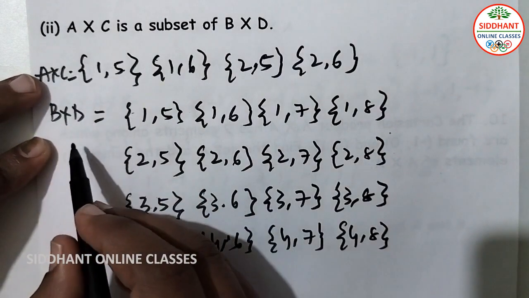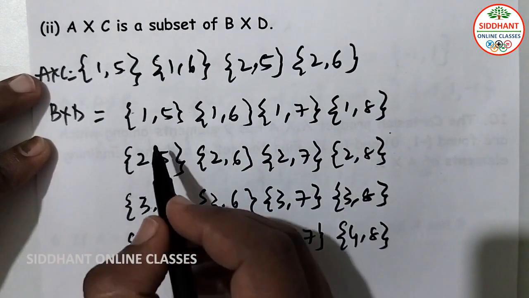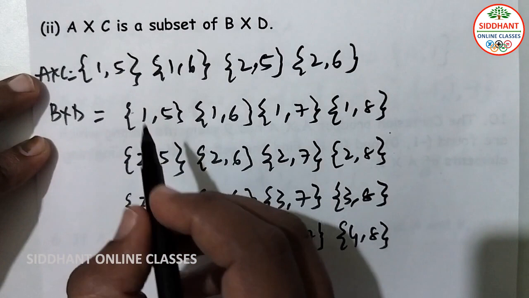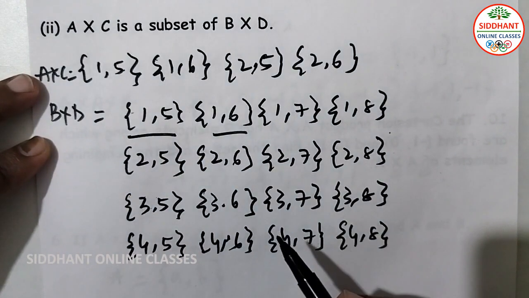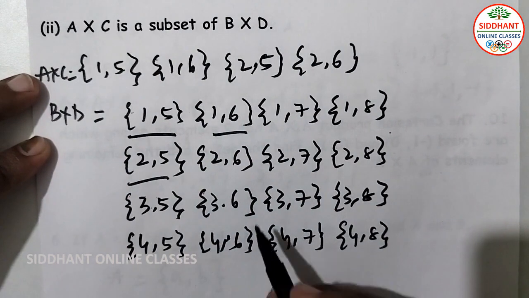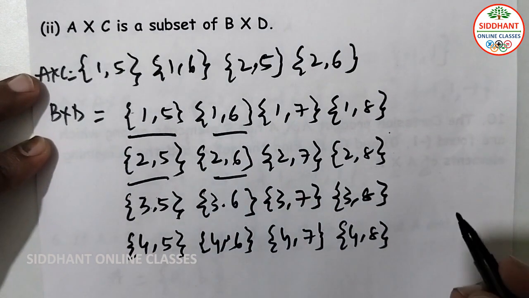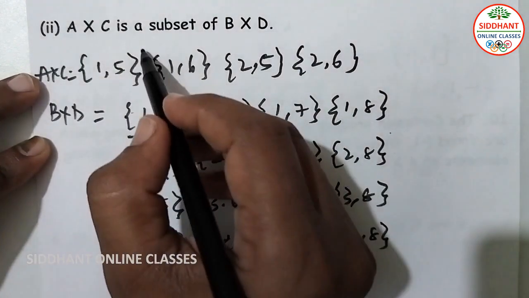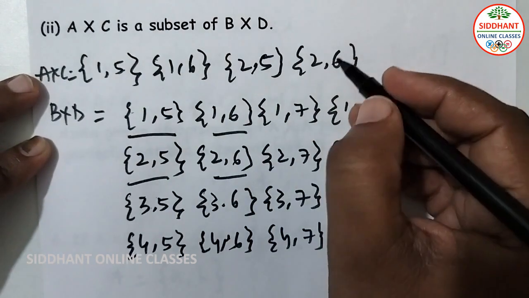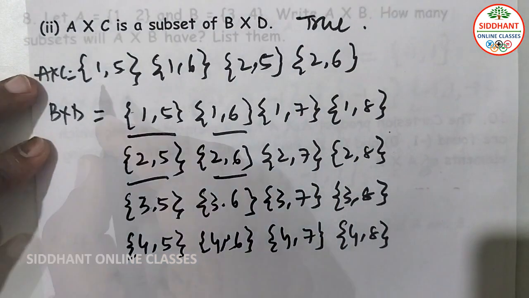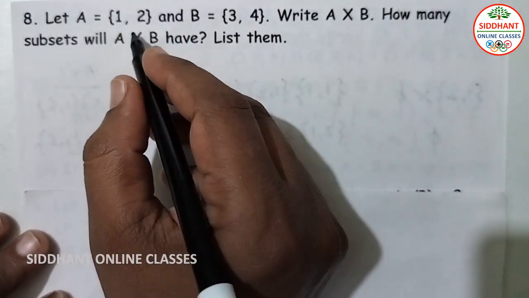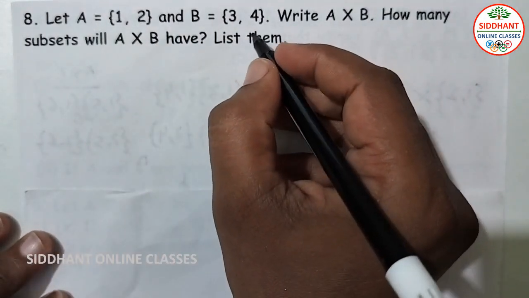So A cross B is a subset of B cross D. We have to check. So A cross B 1, 5. Here we can see the element 1, 6. 2, 5 we can see. 2, 6 we can see. So A cross B is a subset of B cross D. It is true.